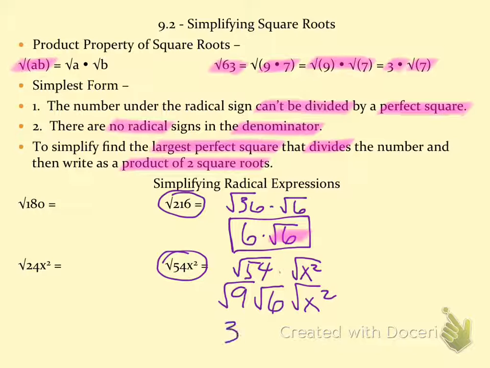The square root of 9 is 3, the square root of x squared is x, and the square root of 6 stays the square root of 6. Again, the order doesn't matter. I can move them around however I want, and it looks nice and neat because 3 times x times radical 6 looks a lot better than 3 times radical 6 times x.